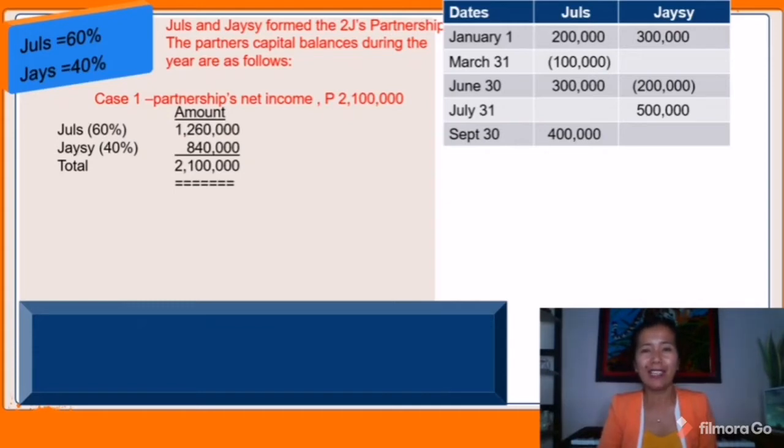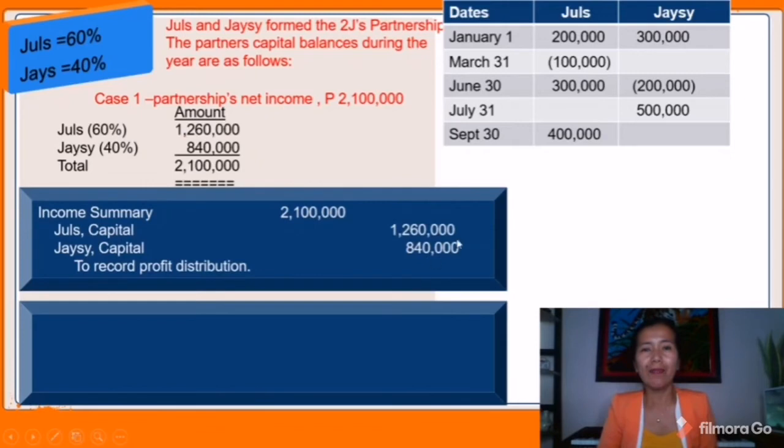And our journal entry is this one. So 1,260,000 came from our computation a while ago, and the same with 840,000, or you can present it this way.